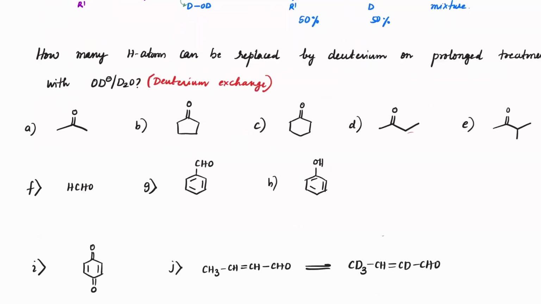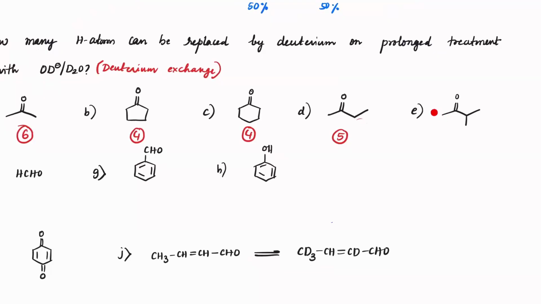For instance, in the first case, there are 3 alpha hydrogens here, 3 alpha hydrogens here. All of them will be replaced. So answer is 6. In this case, there are 2 alpha hydrogens here, 2 alpha hydrogens here. So that makes it 4. Here also we have 4. Here you can notice there are 3 on the left and 2 on the right here. So that makes it 5. Okay. In this case, we have 3 on the left, 1 on the right. That makes it 4.